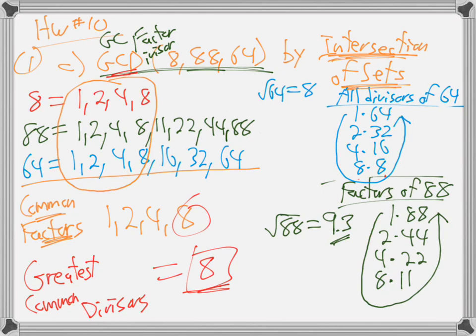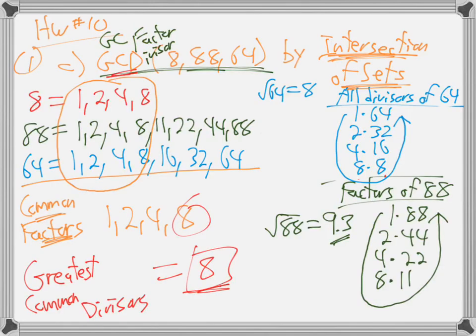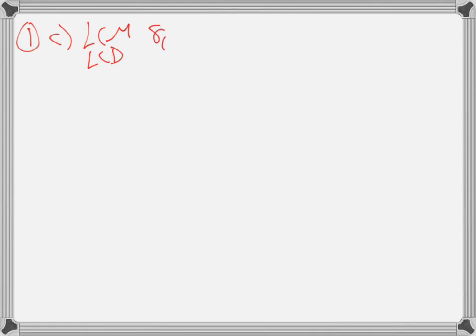That good so far? Let's do the LCM now. Same, we're still on part C. So now for 1C, we want to do the LCM, which is the same as LCD, least common multiple, least common denominator, whatever. Same thing. Same 3 numbers, 8, 88, 64. So by intersection of sets again, we're going to be listing sets.